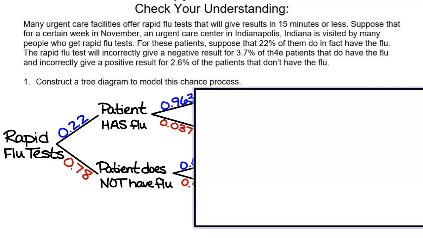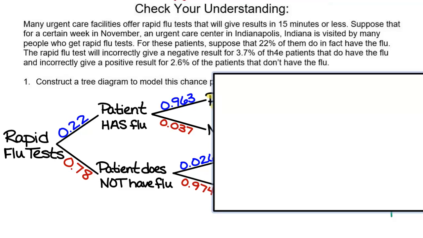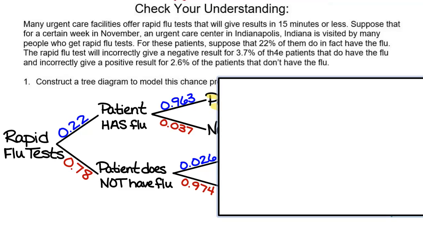Given that the patient doesn't have the flu, what's the probability that they got a positive? Yes, 0.026. So what's the probability that if they don't have the flu, it came back negative? Yes, 0.974.